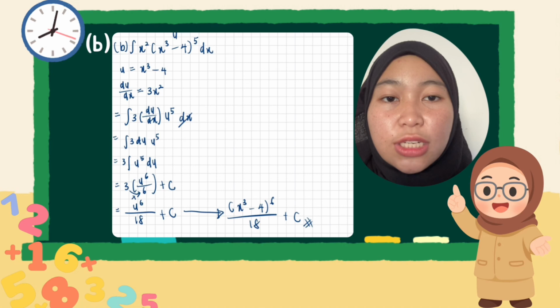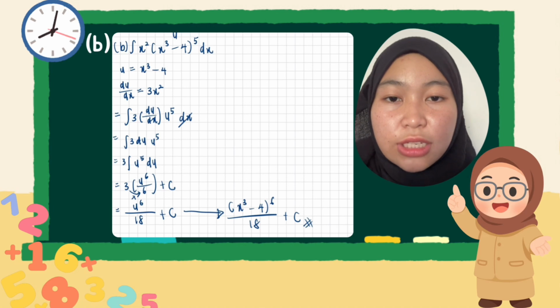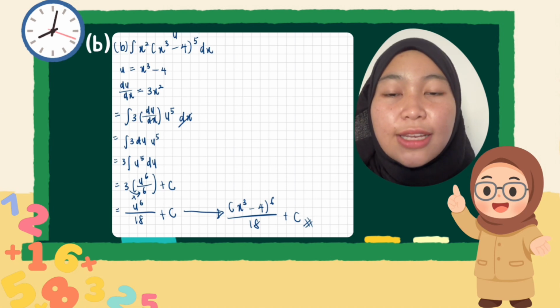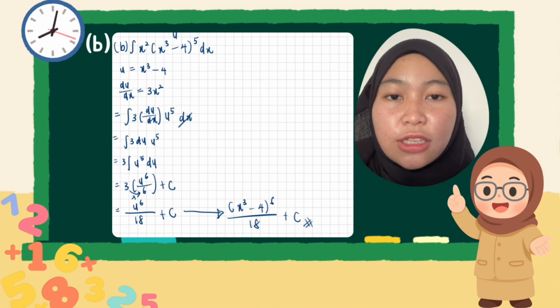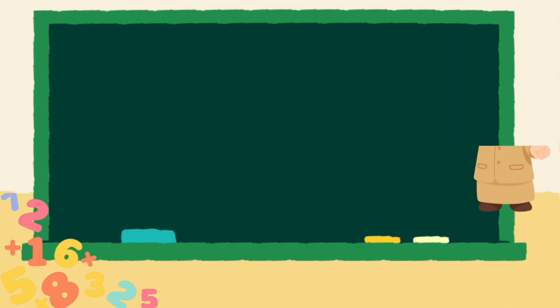Multiplying by 1/3 gives the result u to the 6th power over 18. Finally, we replace u with the original expression x cubed minus 4 and add the constant of integration. Therefore, the final answer is (x cubed minus 4) raised to the 6th power over 18 plus c.